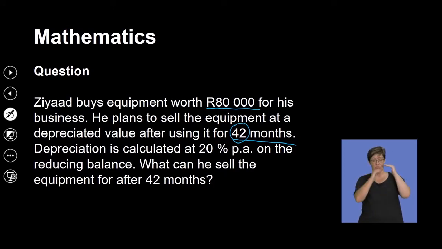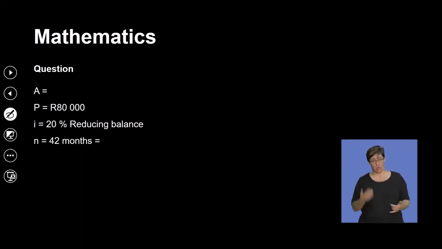All right, so depreciation is calculated at 20% per annum on the reducing balance. Now what we want to know is what can he sell the equipment for? Because after all, to sell the equipment does not necessarily mean that he's selling it because the business is not there anymore. It might be to renovate, and now I have more clients, so I need maybe faster or better equipment. So what we know here is P is the 80,000, i is the 20% reducing balance, and n is the 42 months. So 42 months is the same as 3 years, which is 36 months, and then I'm left with 6 months, which is actually 0.5. So it's going to be 3.5.